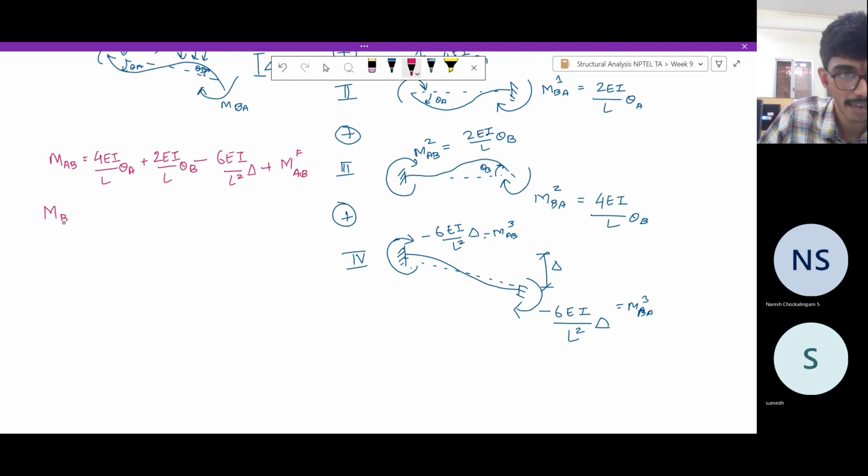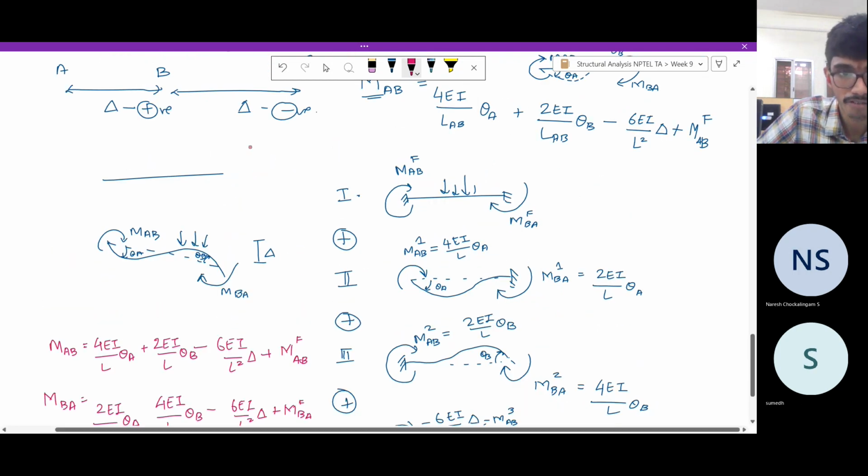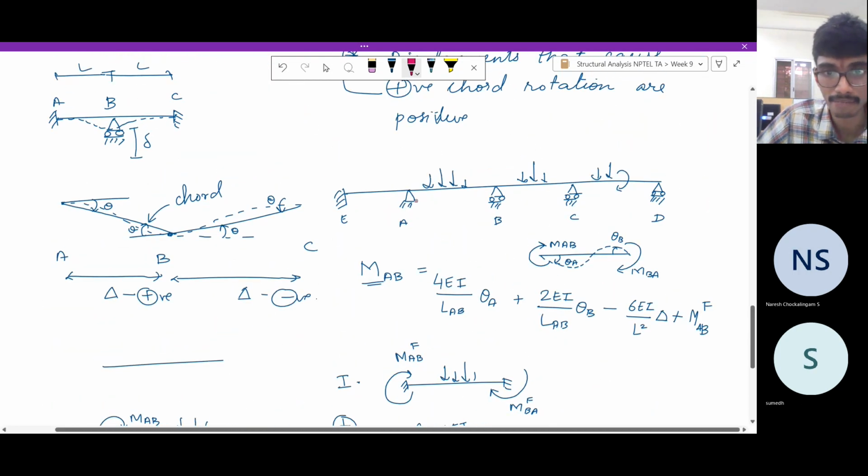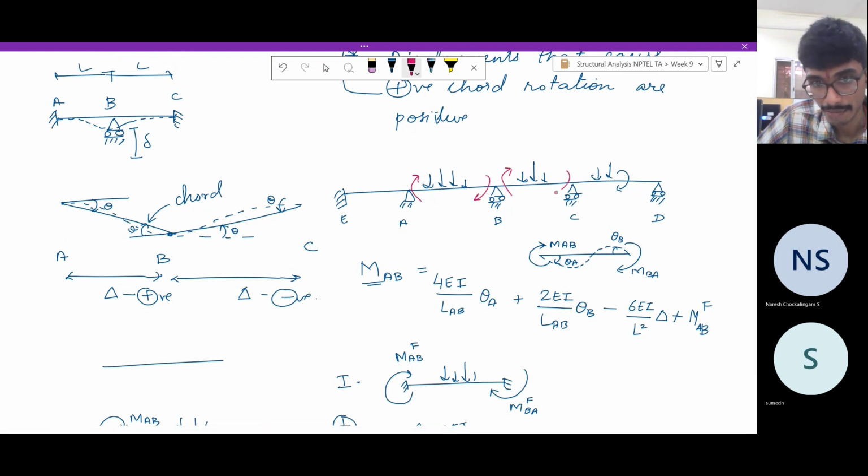And similarly, MBA, if I write it in the same form, will be 4 EI by L theta B minus 6 EI by L square delta plus the fixed end moment MBA, and here you will have 2 EI by L theta A. Now you write this down for every span. So you will have MAB, MBA, MBC, MCB, MCD, MDC, and so on.